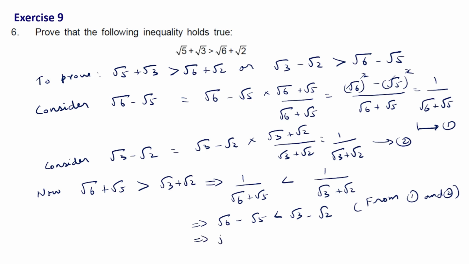So from this we get √6 + √2 < √5 + √3, or √5 + √3 > √6 + √2. So this is what we have to prove, and we have proved.